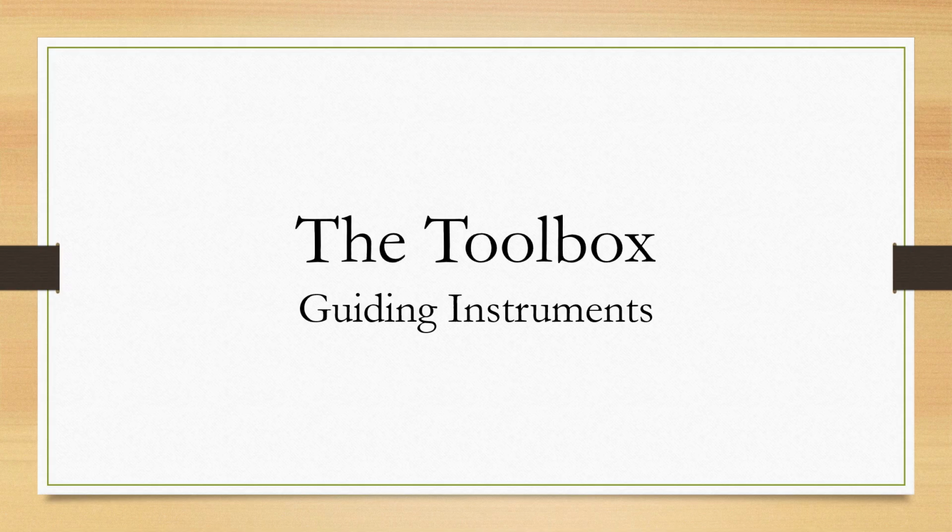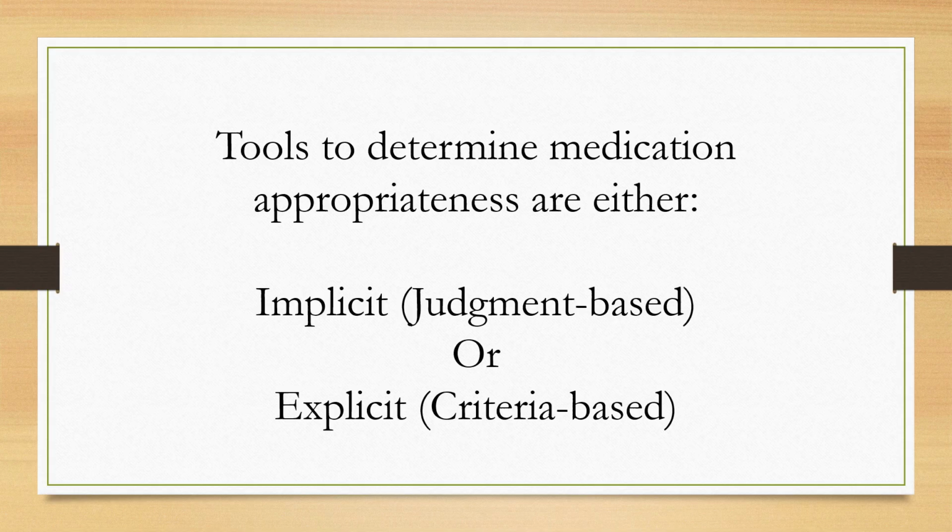Okay, so we have a process. But the great news is you're not out there on your own trying to figure this all out from scratch. There's a whole toolbox filled with validated instruments that were designed to help us make these complex decisions. So basically, these tools come in 2 main flavors, implicit and explicit. Think of it this way. Implicit tools are like guides. They help frame your clinical judgment by asking the right questions. Explicit tools are more like a checklist. They are criteria-based lists of medications you should probably avoid in certain people or situations.